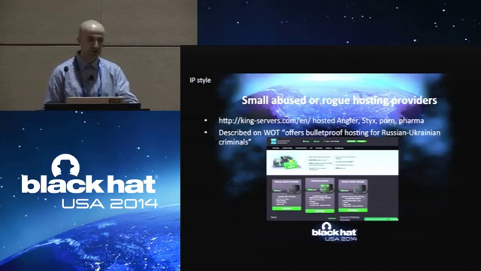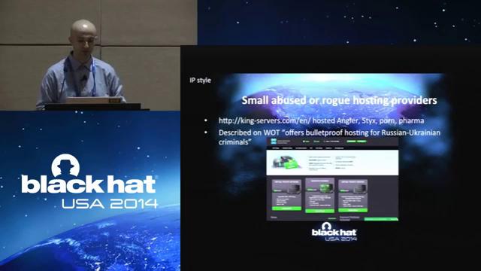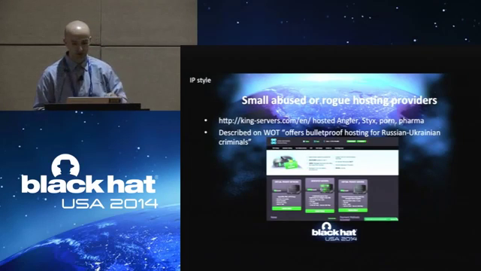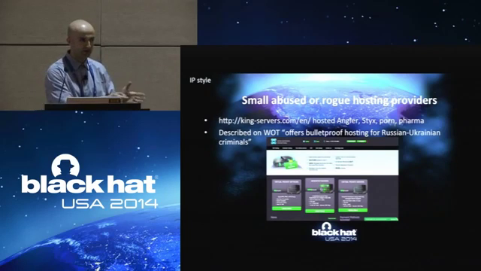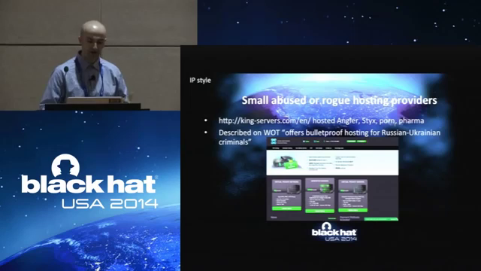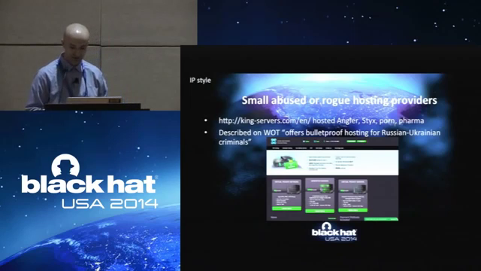Now looking at the small abused or rogue hosting providers, this one came out, and it's described as a bulletproof hosting provider by Web of Trust. So this one is very small scale, and usually they rent IP space from different upstream providers. So you'll see them having IPs in Germany through Hetzner, Netherlands with LeaseWeb, maybe Canada or US with OVH, maybe United Kingdom with MyLock or some other British providers.